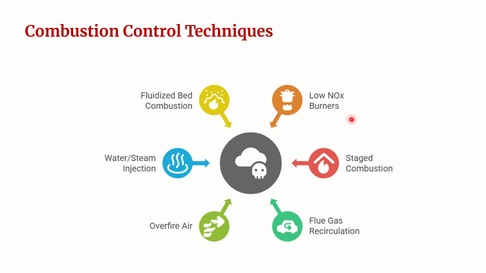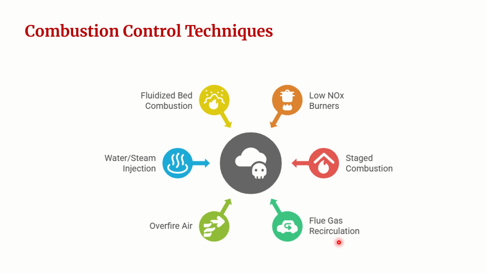Low nitrogen oxide burners. So these burners are designed to reduce flame temperature and oxygen availability in specific zones of the combustion chamber. Staged combustion. So air or fuel is introduced in multiple stages. Fuel-rich zones are created first to limit nitrogen oxide formation. In subsequent stages, more air is added to complete combustion. So this reduces thermal nitrogen oxides.